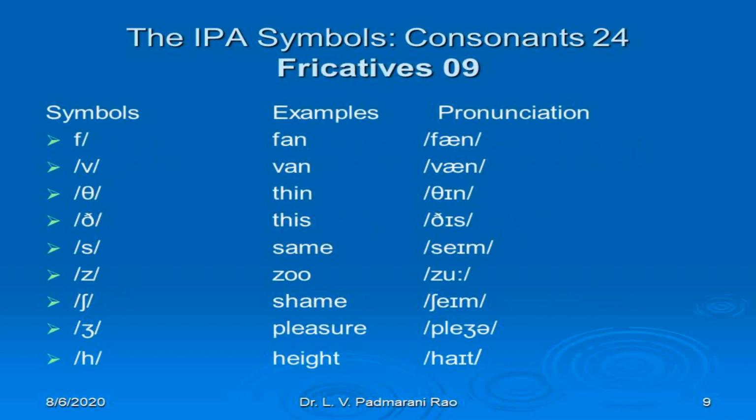The next set of sounds are called fricatives because these are the friction consonants in English. There are 9 fricative sounds in English. The first one is f, as in fan, v, as in van. The next set is the symbols taken from the Greek language. Put your tongue between the teeth. Just release the air and pronounce it as in thin, T-H-I-N, thin.